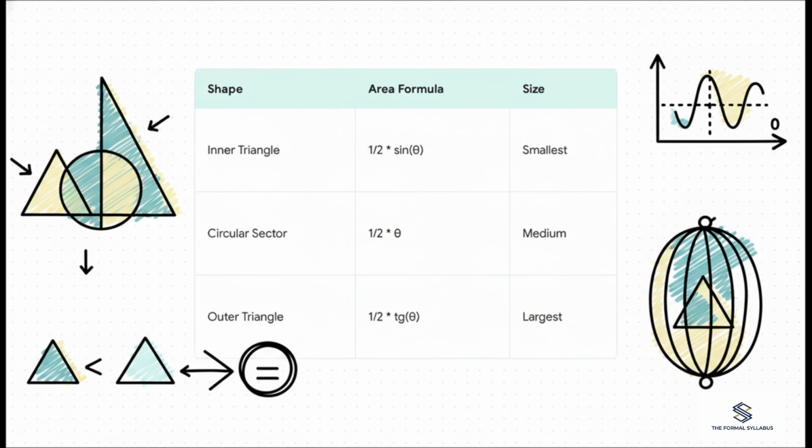Now, by dividing this entire inequality by sine theta and shrinking the angle towards 0, we forcefully squeeze that middle value into a trap. It gets wedged right between the number 1 on the left and the number 1 on the right. It has absolutely no choice but to equal exactly 1. And that, my friends, is how a limit lets us brilliantly bypass dividing by 0.